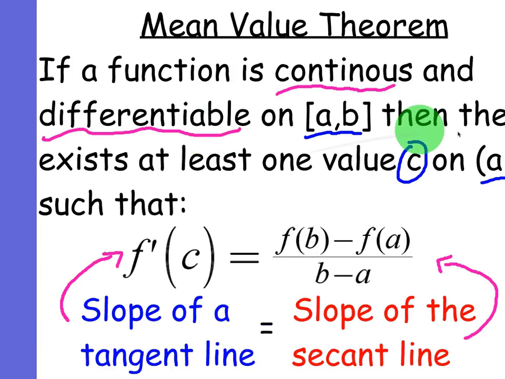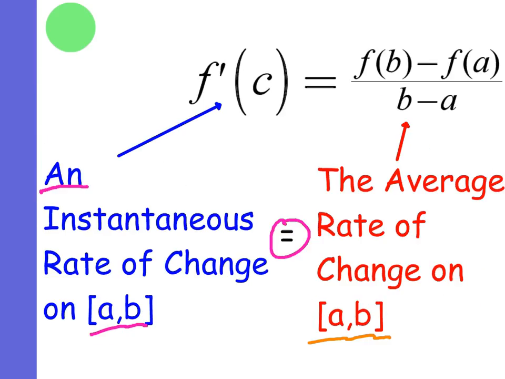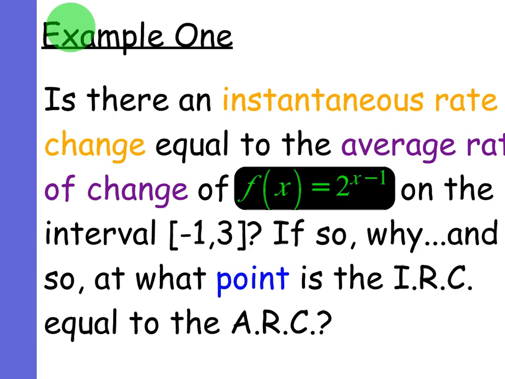Okay, now again, this is actually an existence theorem. So it just proves that there is a tangent line that's equal to the slope of the secant line. We might not necessarily be able to find it, but in our example, we are going to find it. Another way to explain this is there is an instantaneous rate of change on the closed interval [a, b] that's equal to the average rate of change on [a, b]. That's all the mean value theorem is: comparing a secant line and a tangent line and ensuring that those two slopes will be equal. Let's do an example.